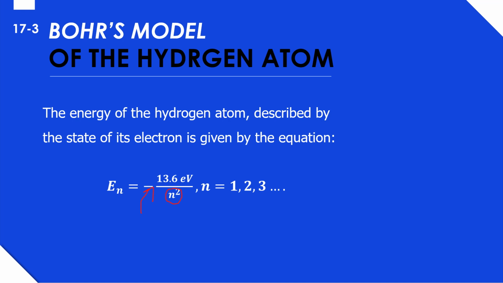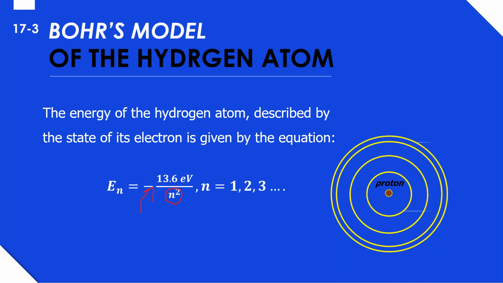So, minus indicates that the electron is bounded to the atom. n, or n squared, indicates that values of energy will not form a continuum or continuous values. They are discrete. The 13.6 electron volt is a value derived from using some classical calculations of kinetic energy and electrostatic energy. We are not going to go there. In fact, the whole equation isn't important for us as students.